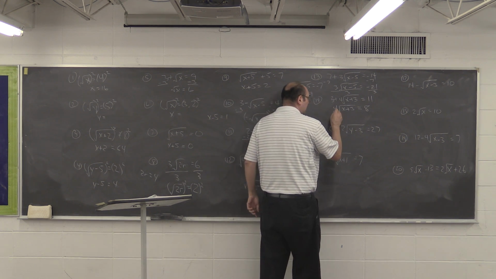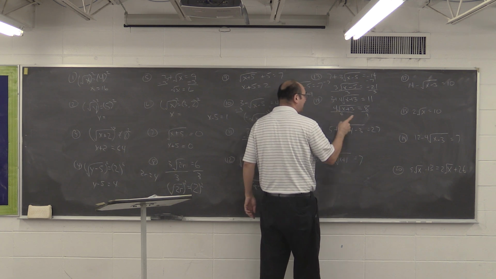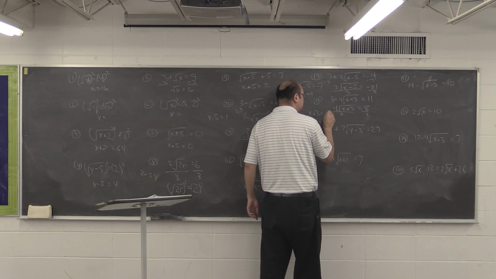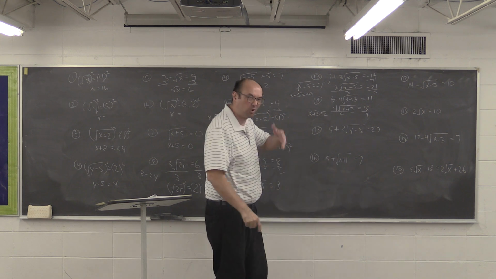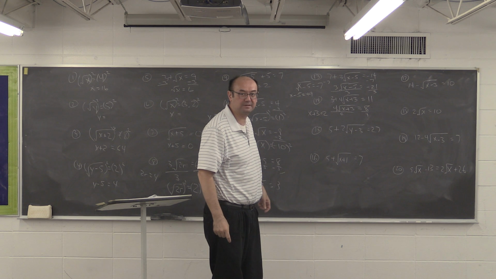Do it. Then we're going to divide both sides by what? 4, because we only need a radical on that side. X plus 3 is equal to 8 divided by 4, right around 2. We're going to subtract 3 from both sides. You tell me what x is.